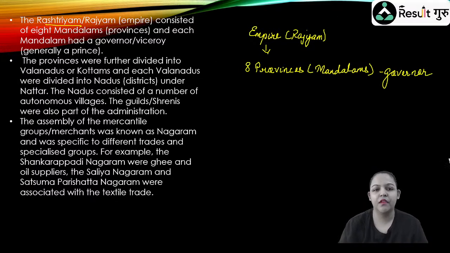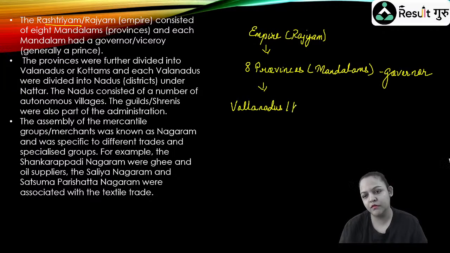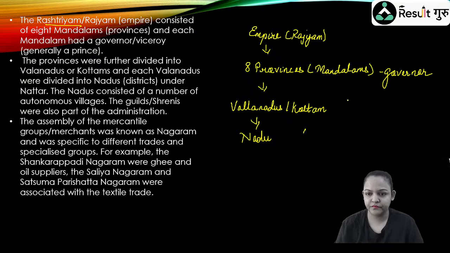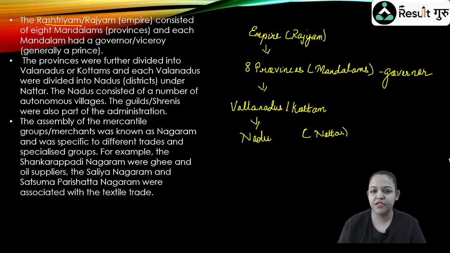Okay. Now, the provinces were further divided into Valanadus or Kottam. And each Valanadu was divided into Nadu, and it was basically under the Nattar. Who's the official here? Alright, the Nadus consisted of a number of autonomous villages.